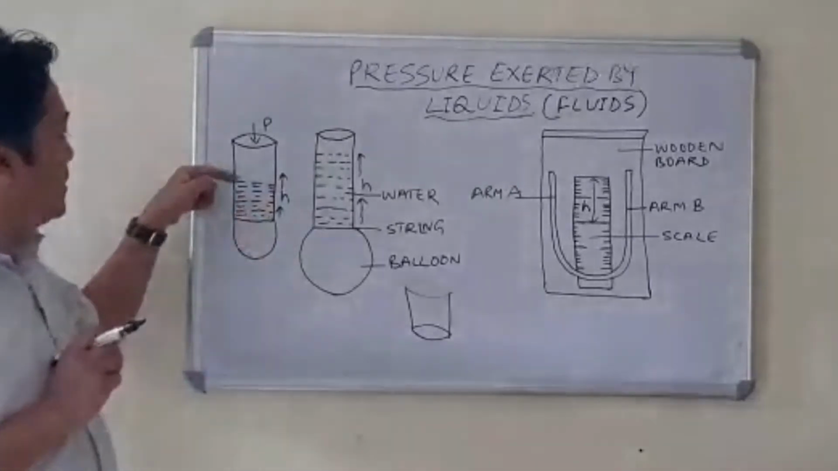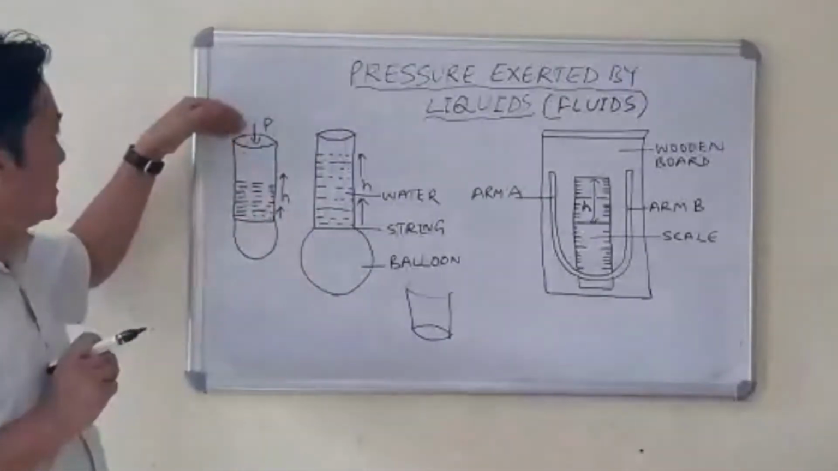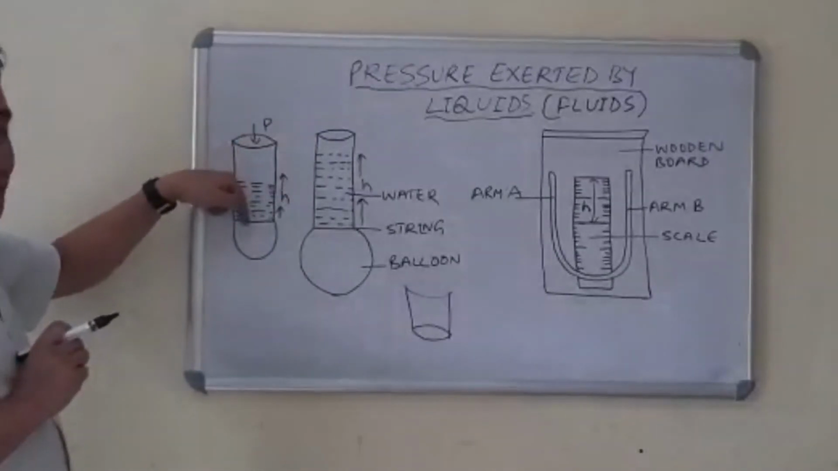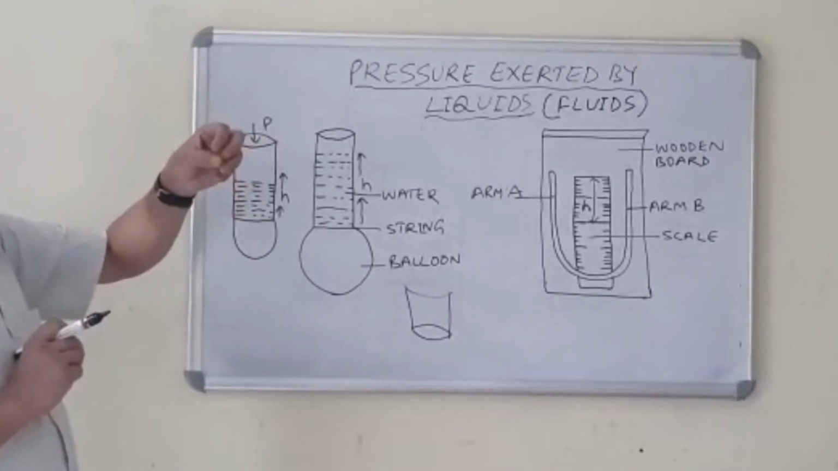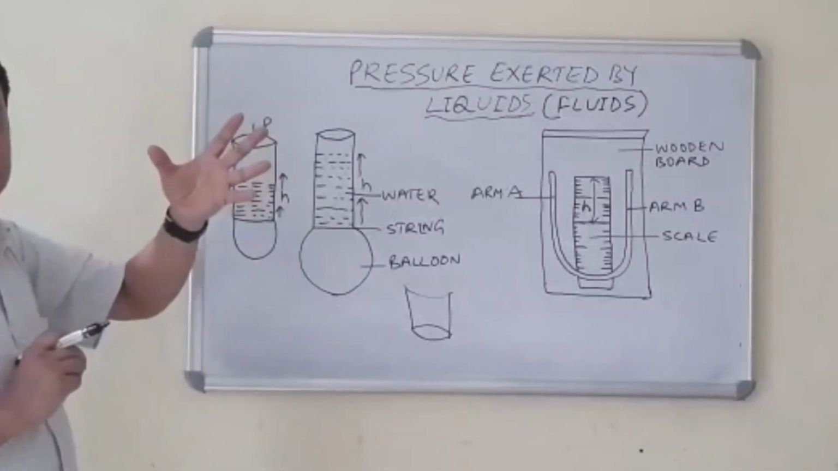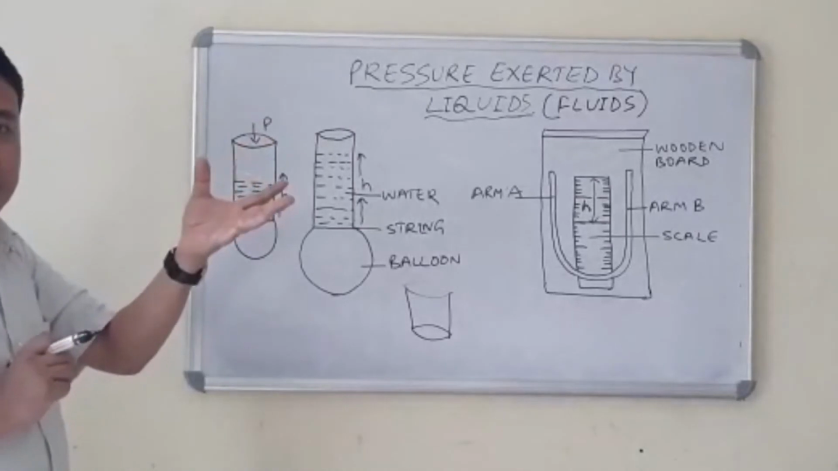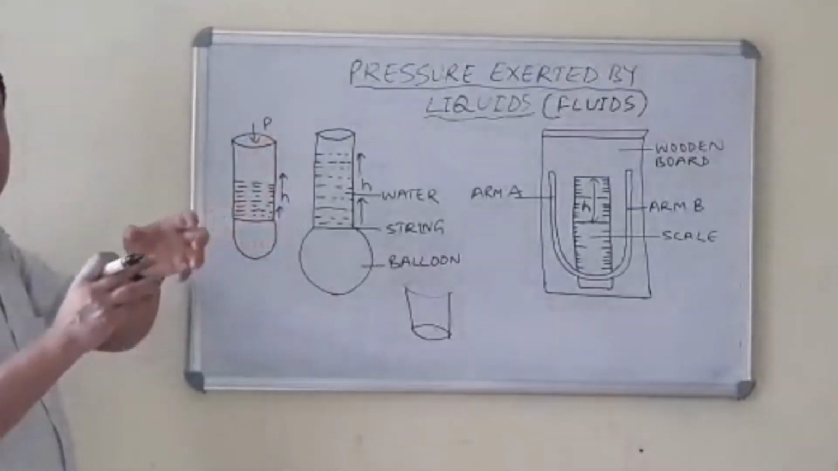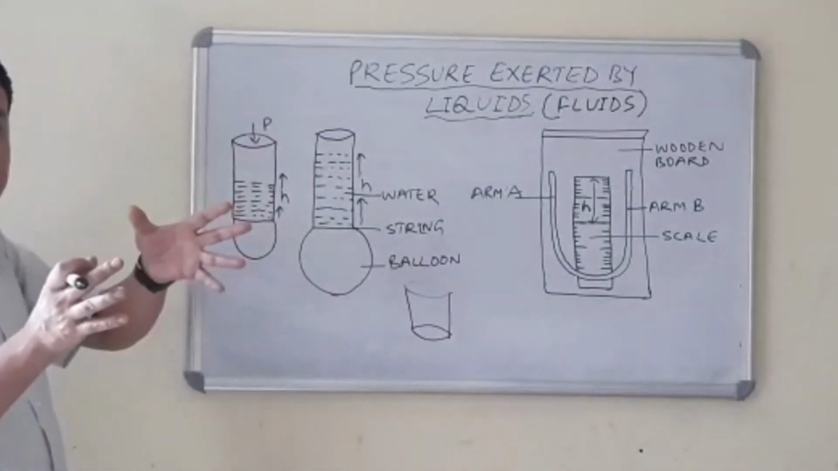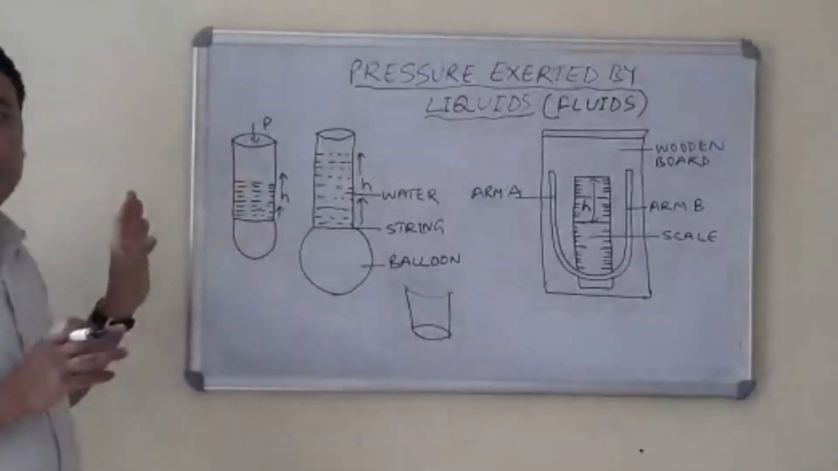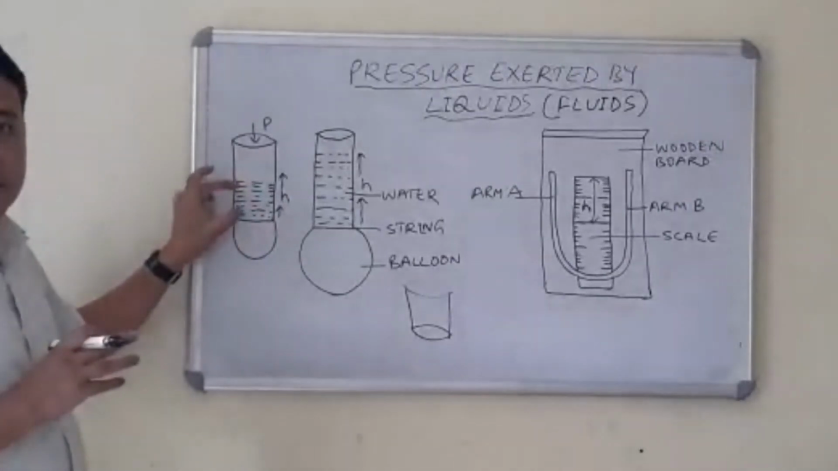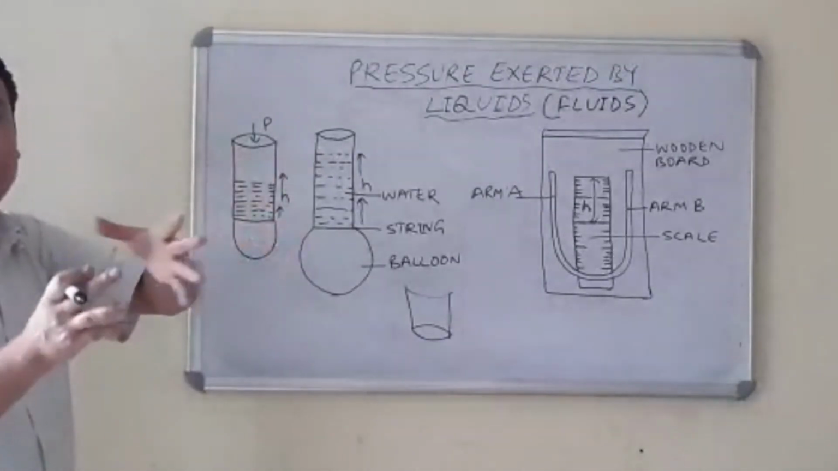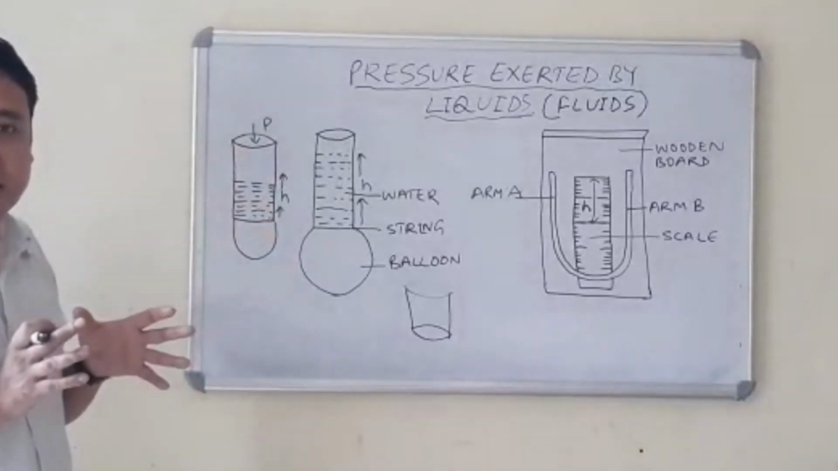Then you start filling water from the other open end. When you fill the water, the balloon will start inflating, that means it bulges out and increases in size. As soon as you start pouring the water from the open end, the balloon starts inflating, which means pressure is exerted on the balloon by the water. Water is the liquid. So this liquid exerts a pressure on the balloon, and due to that pressure, the balloon gets inflated.